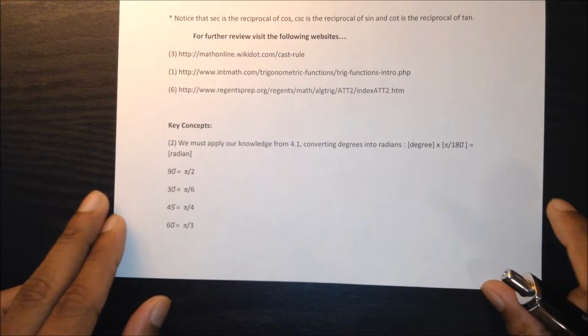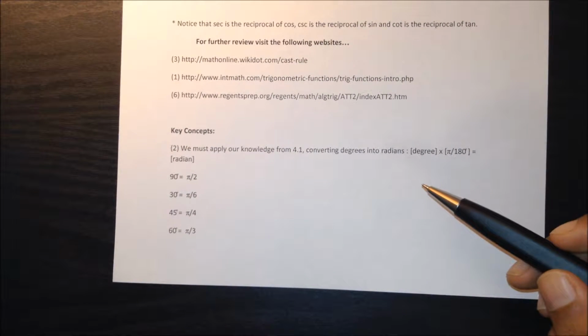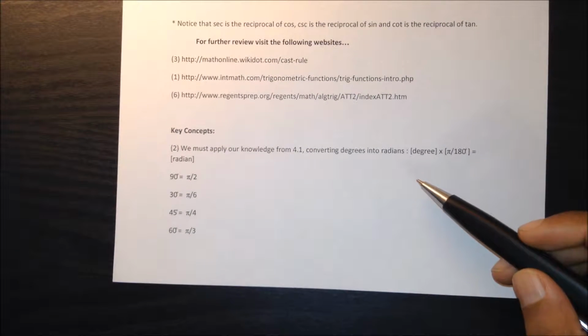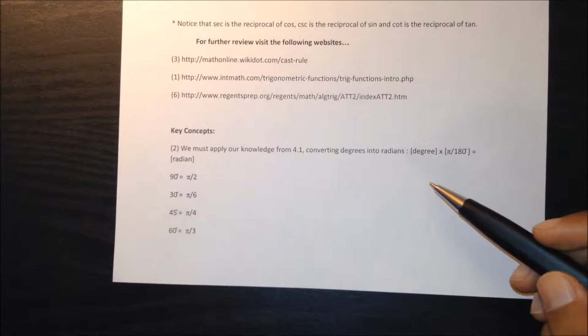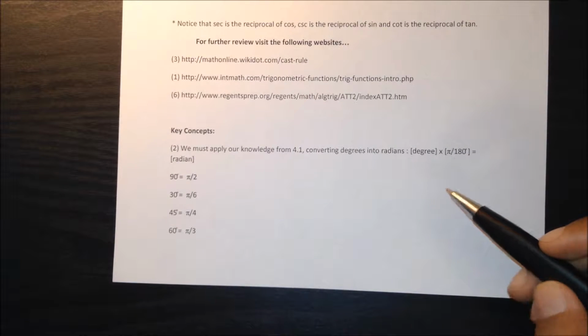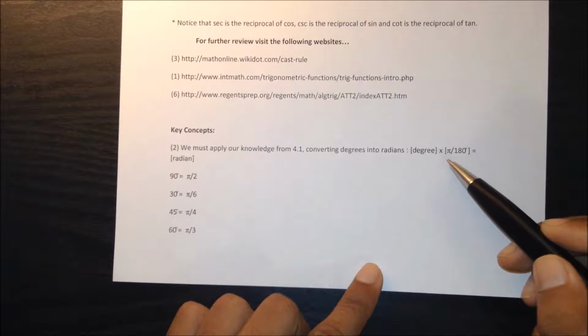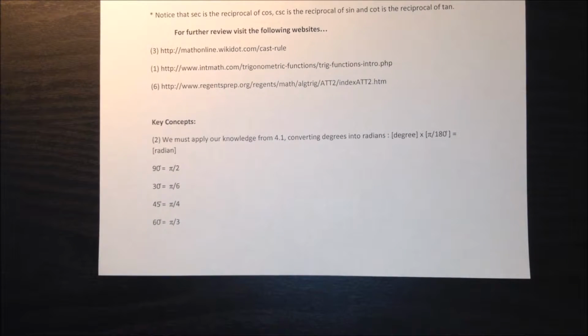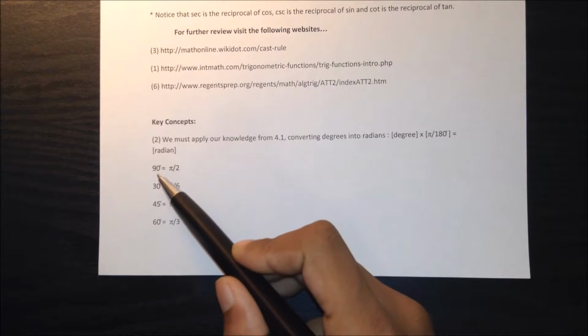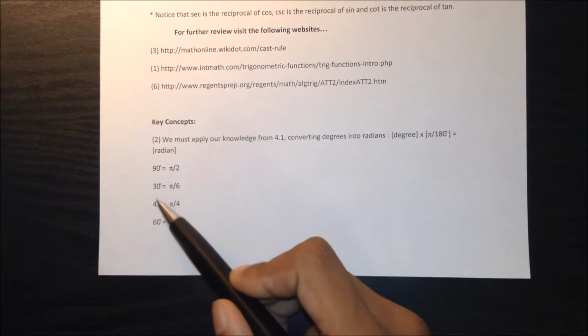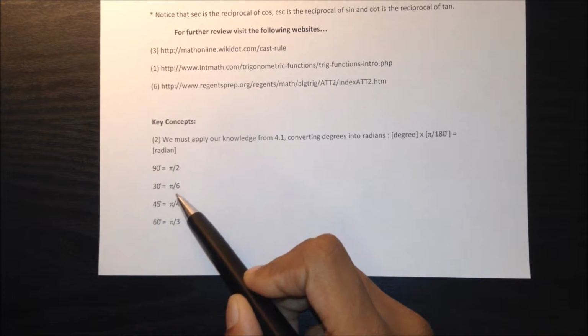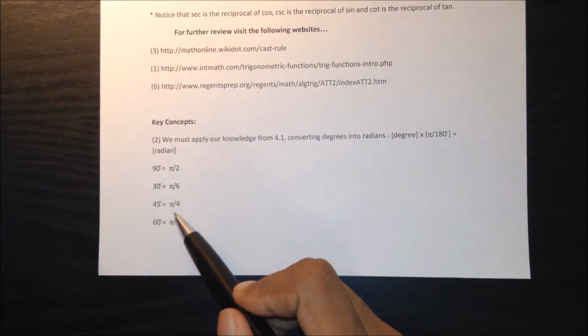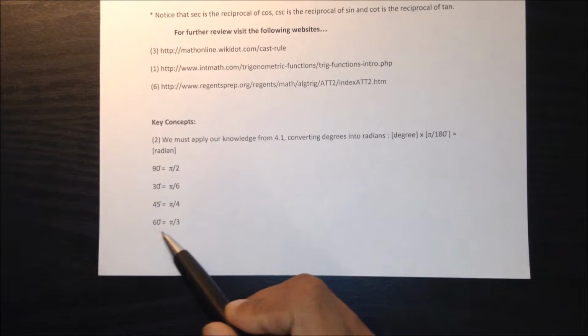Now let's look at some key concepts. We must apply some knowledge we've learned from 4.1. This knowledge includes converting degrees into radians. In order to do this, we simply take the degree given and multiply it by pi over 180. I won't go too in depth, but here are some quick questions. 90 degrees in radians would be pi over 2, 30 degrees would be pi over 6, 45 degrees would be pi over 4, and 60 degrees would be pi over 3.